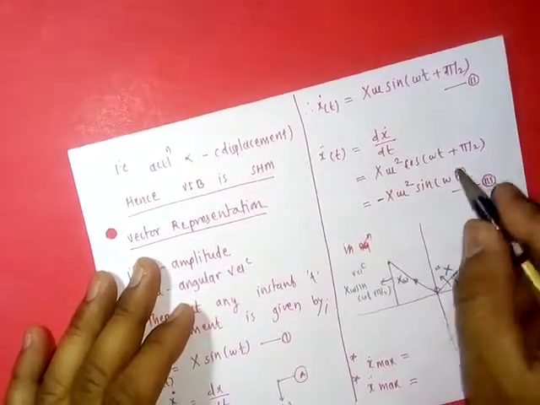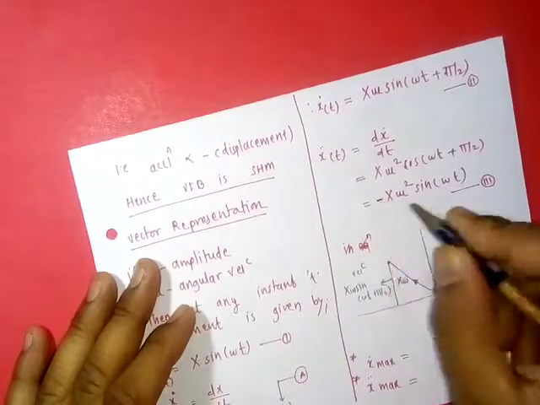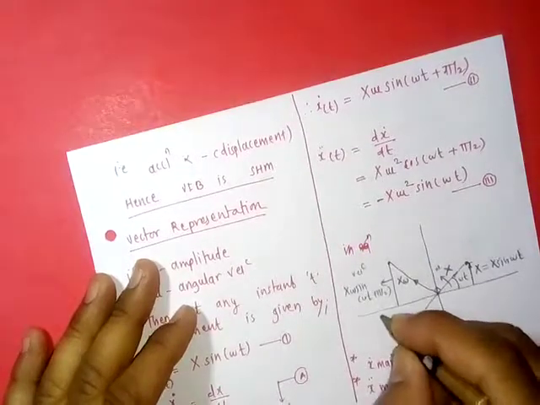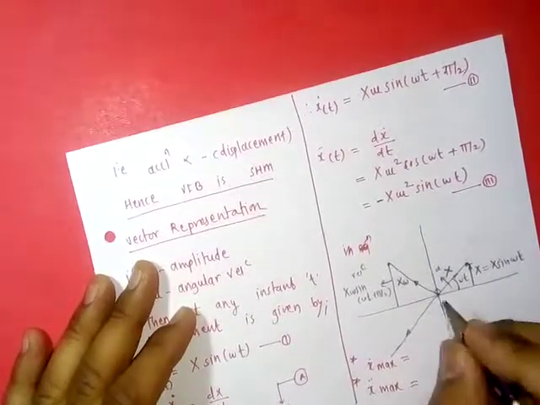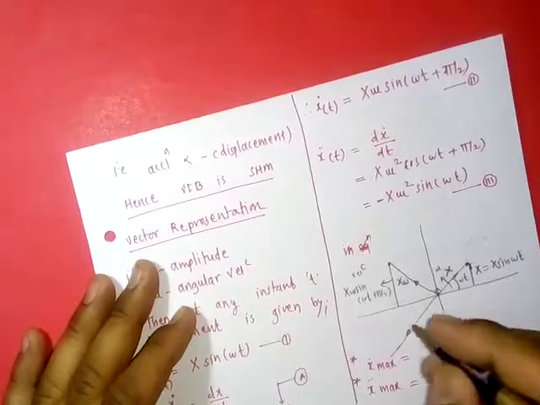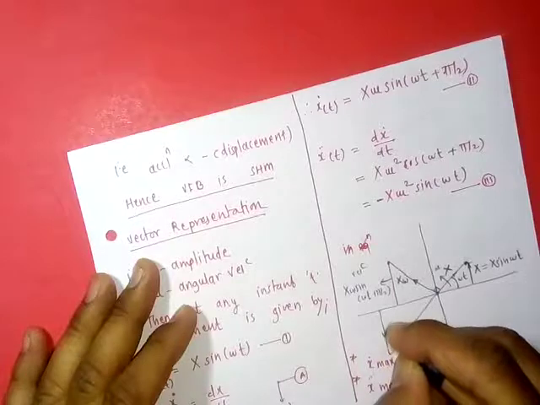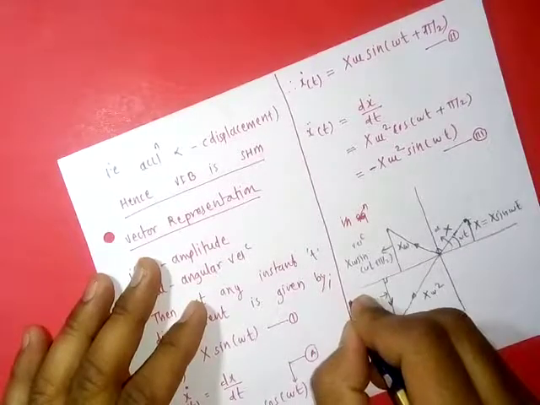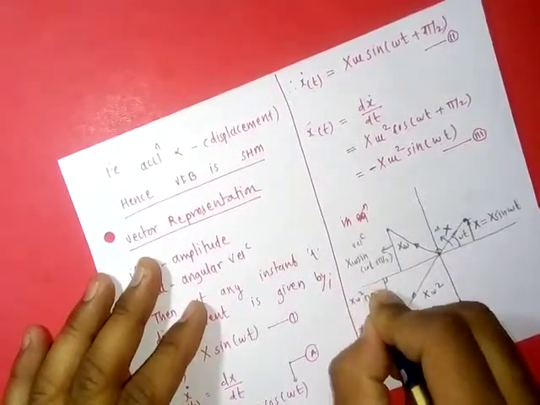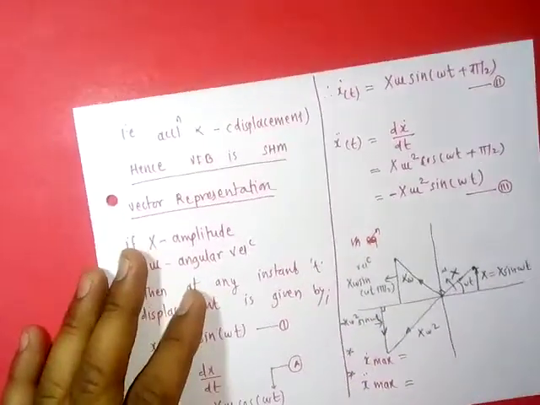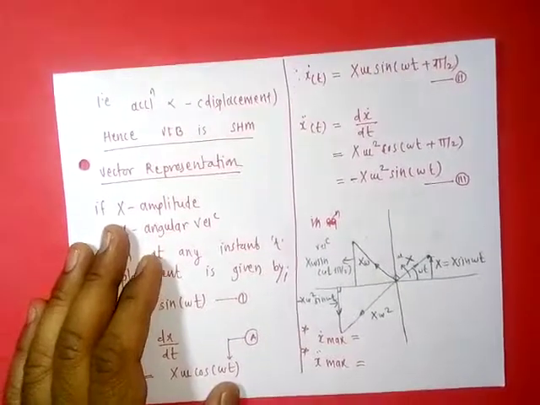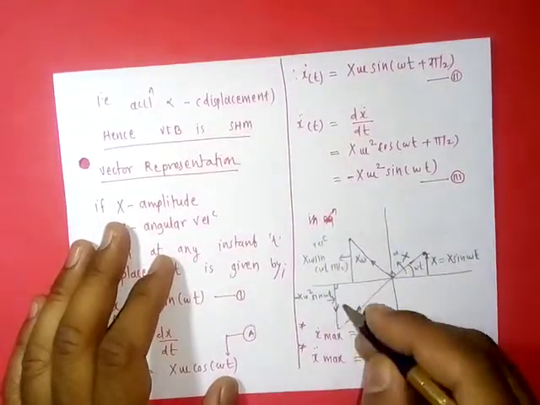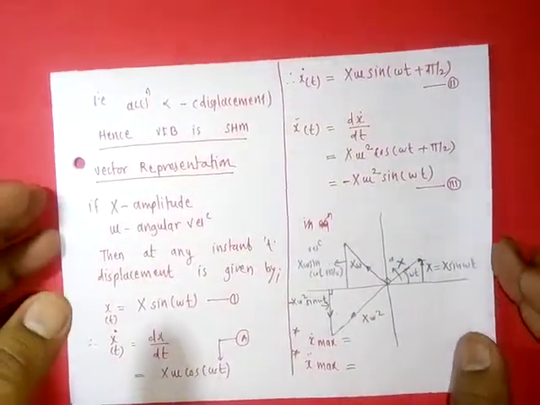Last is the acceleration vector. It is along the omega t direction. The negative sign indicates opposite direction, so opposite to our displacement, having amplitude x omega square. This vector represents acceleration at any instant, x omega square sine of omega t, and minus in the negative direction. These are the vector representations of displacement, velocity, and acceleration at any instant.